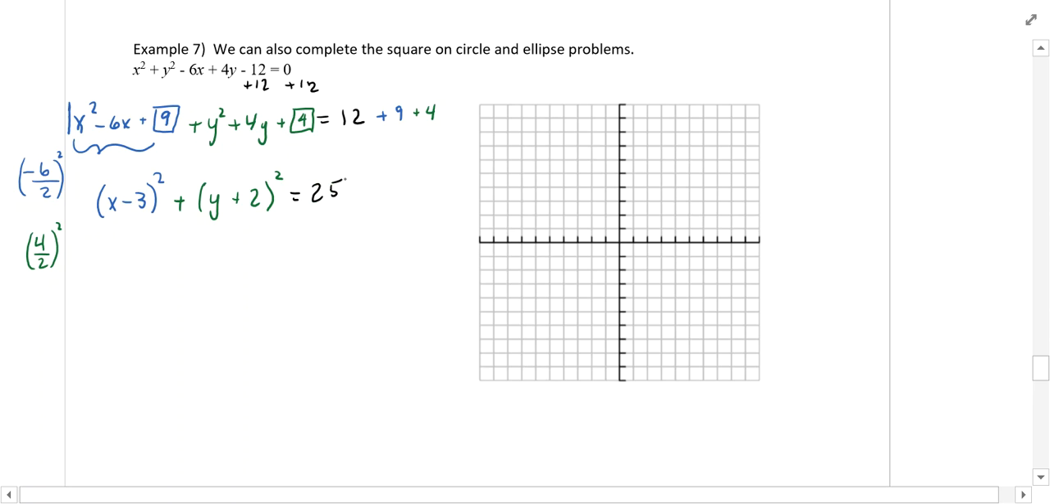How awesome. Now, so my center, again, we're doing opposite and opposite, is 3, negative 2. And my radius is the square root of 25, or 5. 1, 2, 3, 1, 2, and we're going to go 5. 1, 2, 3, 4, 5.